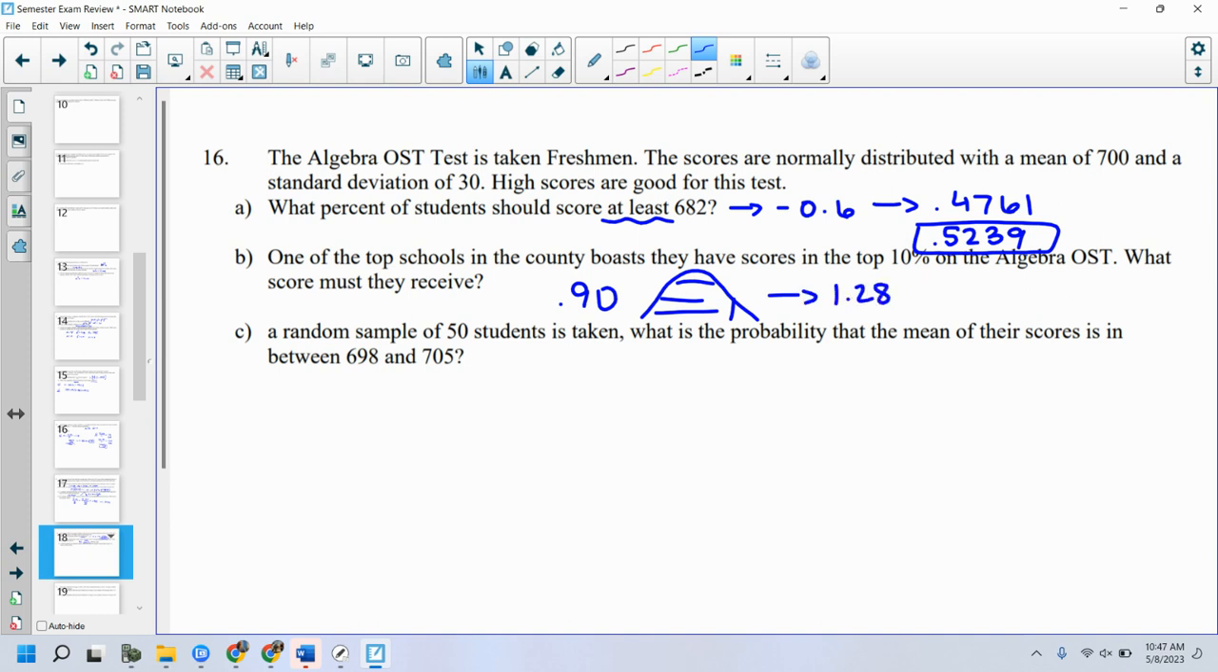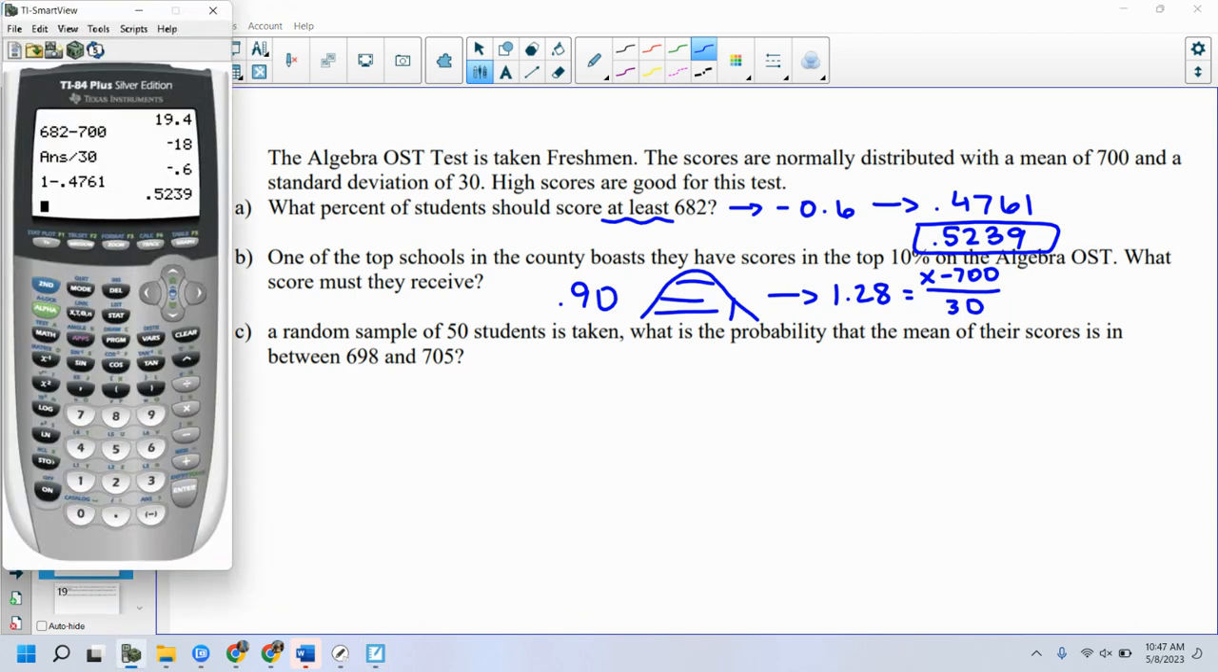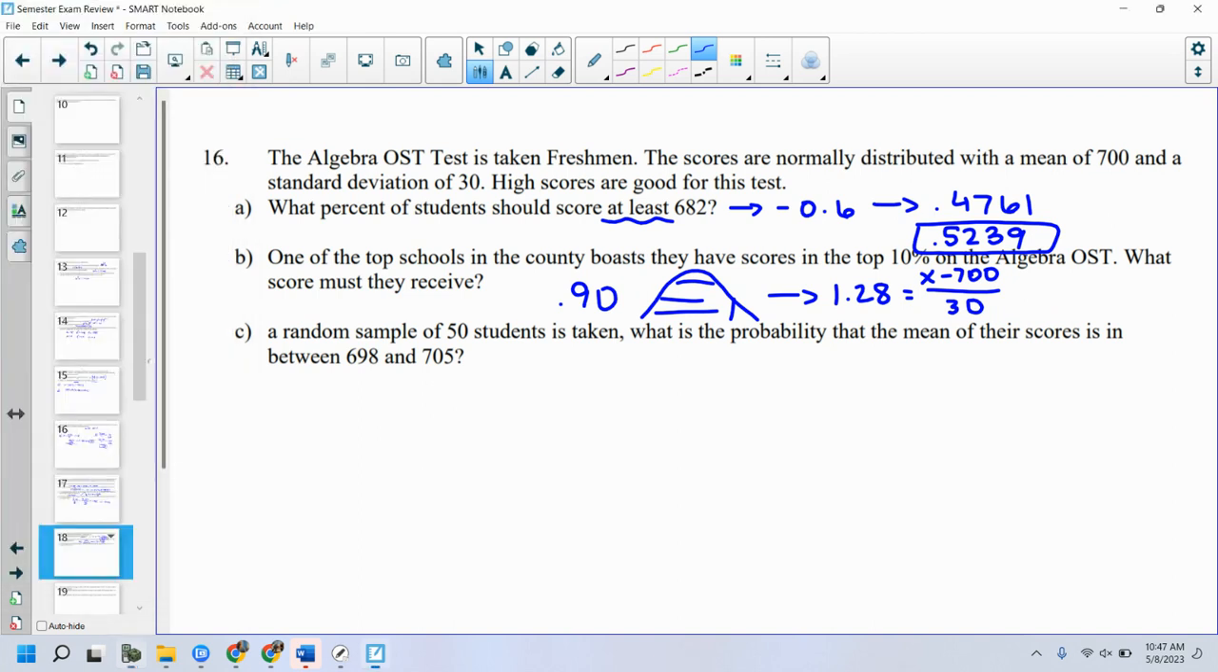Right? So I'm going to turn that into an x. So that's x minus 700 over 30. So we multiply by 30, and we add 700 to that. So 738.